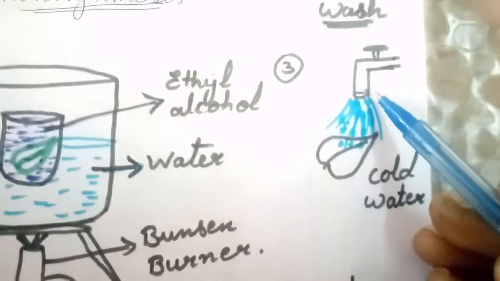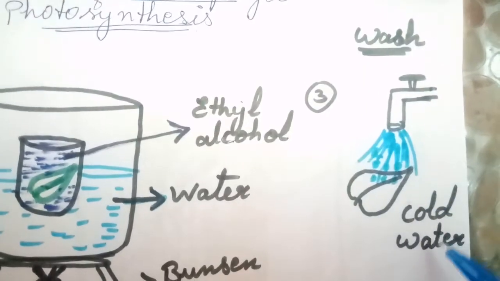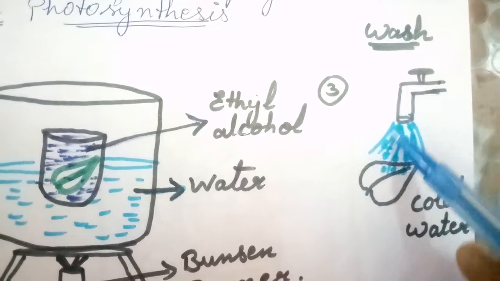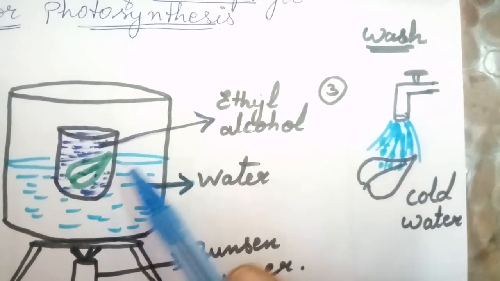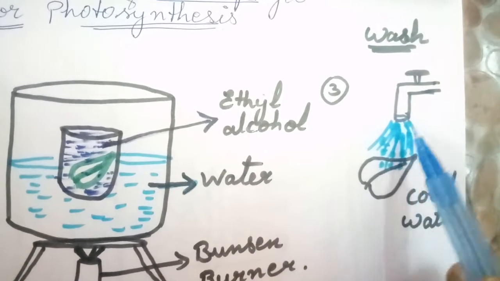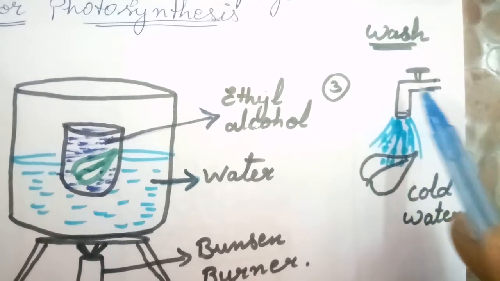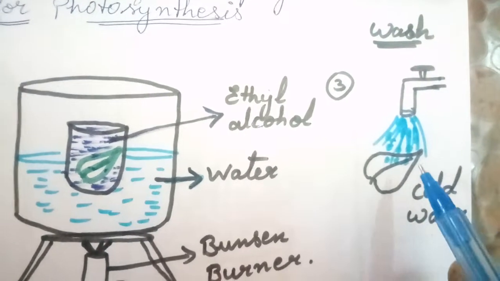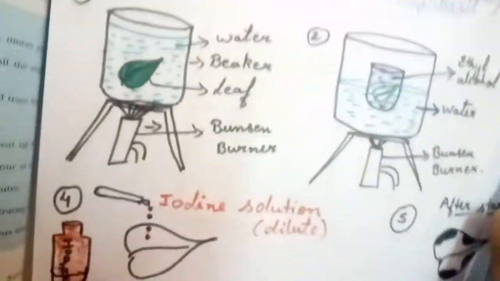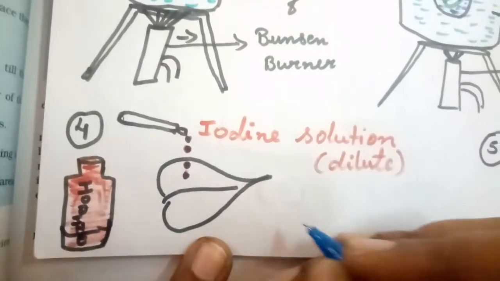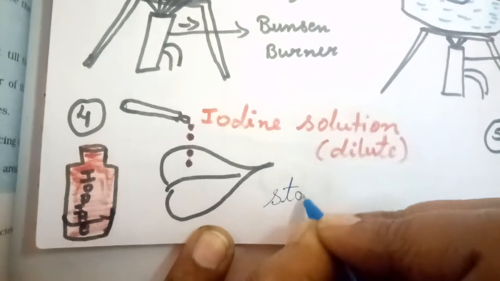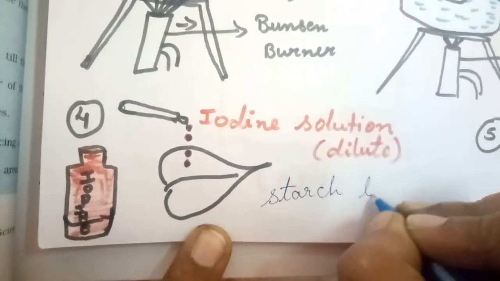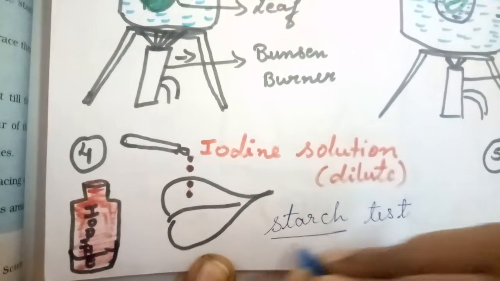Then when you remove the leaf, we have to wash it thoroughly in cold water. So that is what you have to do. After it has become completely pale in color, we remove that leaf and wash it in cold water. And then after that, this leaf is now ready for the starch test. Okay, we can call it the starch test. Now what is the starch test?